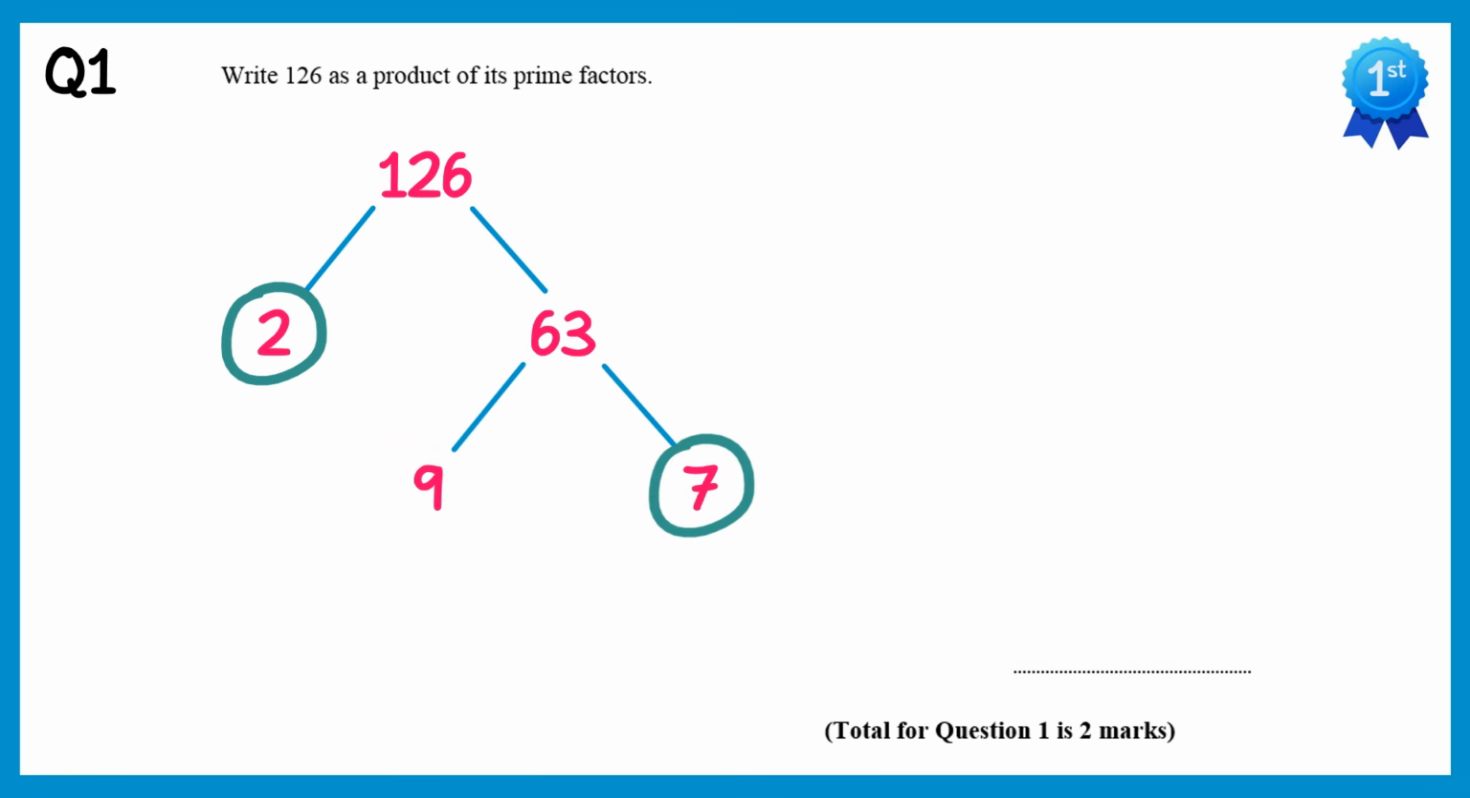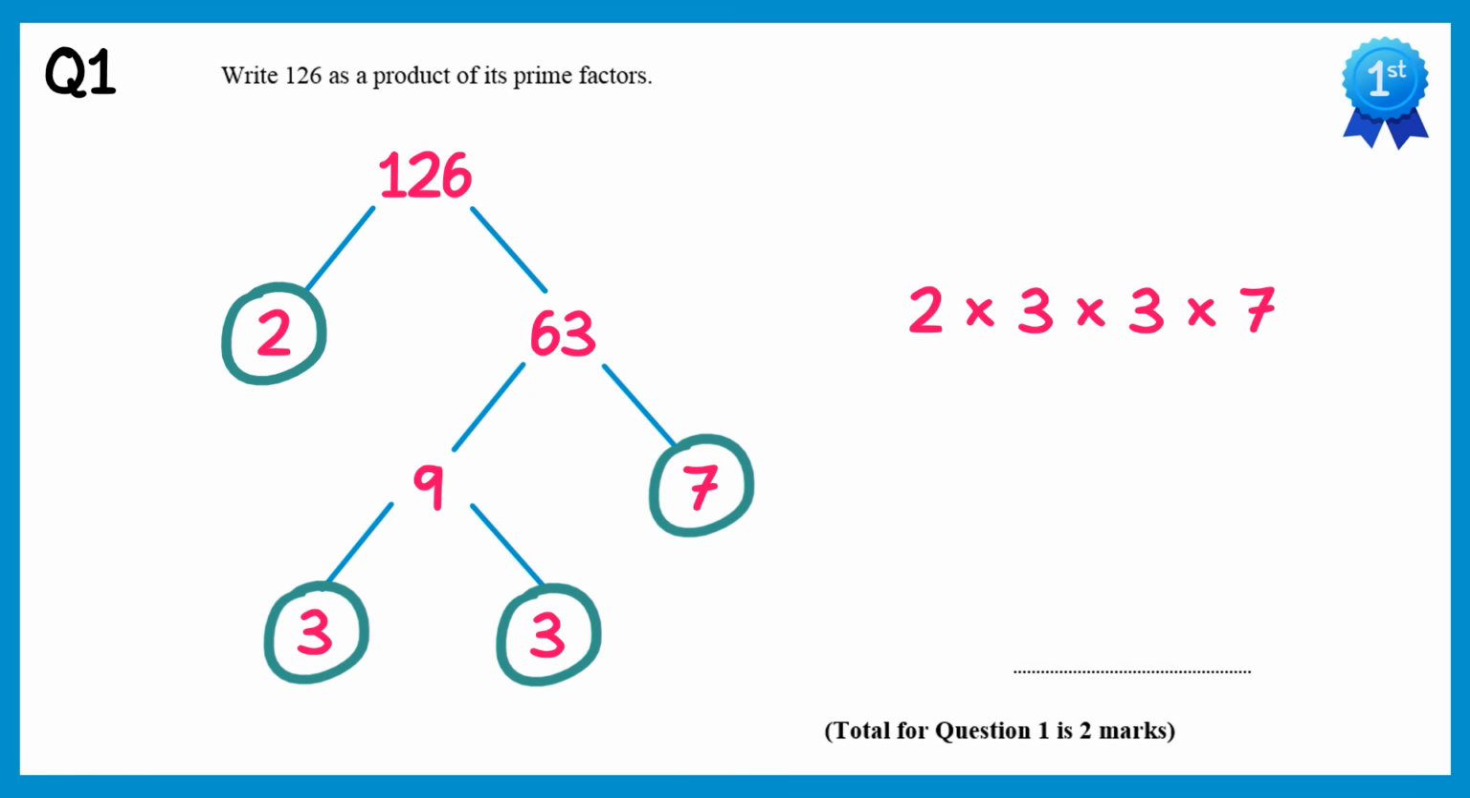7's prime, so we put that in a circle, and then finally 9 can be split into 3 times 3, and 3 is prime, so we'll circle both of the 3's. So 126 is equal to all of the numbers in circles multiplied together, so 2 times 3 times 3 times 7. And the two 3's in the middle could be grouped together as 3 squared, so the answer is 2 times 3 squared times 7.